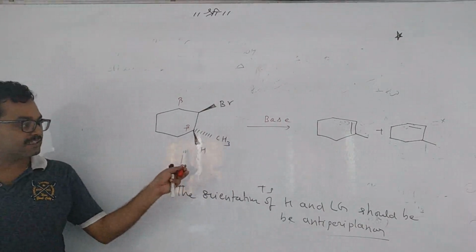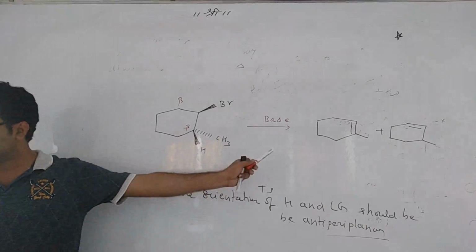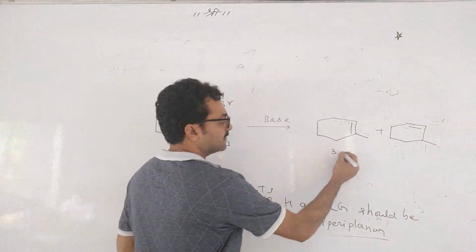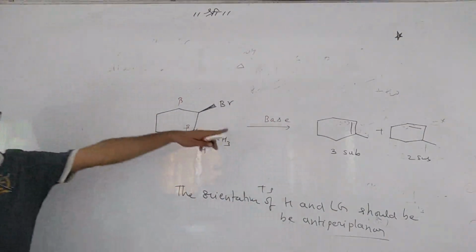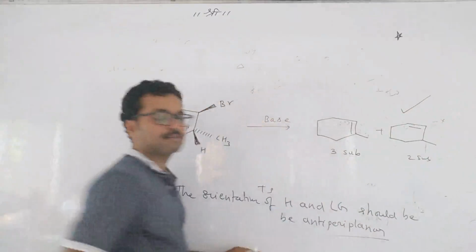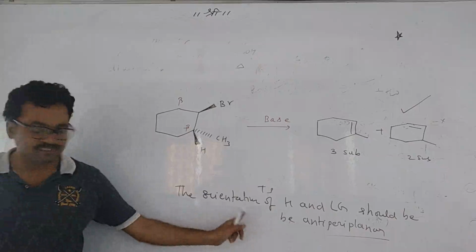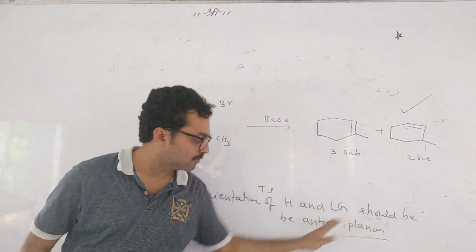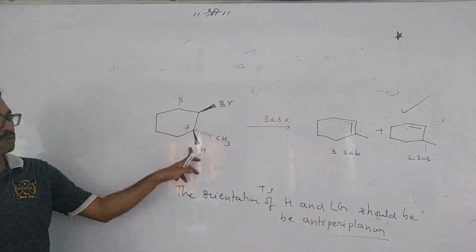If they gave it like this, we can have 2 chances. According to you, A is the right answer, right? Because more substitutions are there. 3 substitutions here, and here only 2 substitutions, because 2 hydrogens will be there. You are thinking that this will be the product. But the answer is this, not that. Why? The orientation of hydrogen and the leaving group should be anti-periplanar. Means if one is in a wedged bond, the hydrogen should be in a dotted bond.